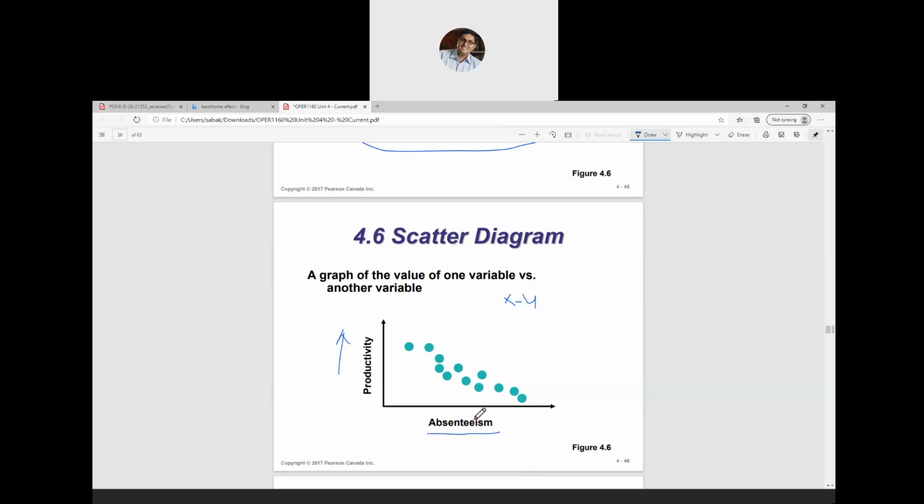So I try to see if there is any relationship between, say, productivity and absenteeism. I find that as absenteeism is more, that means fewer employees are available at my factory, so my productivity reduces. So this is another way of identifying the relationship between variables, say productivity and absenteeism.